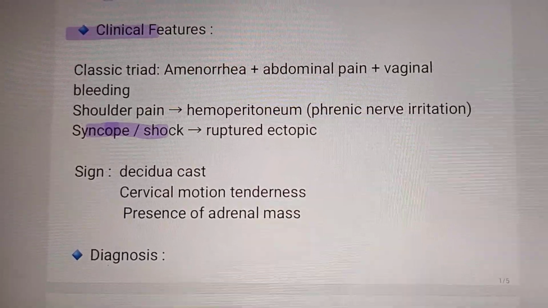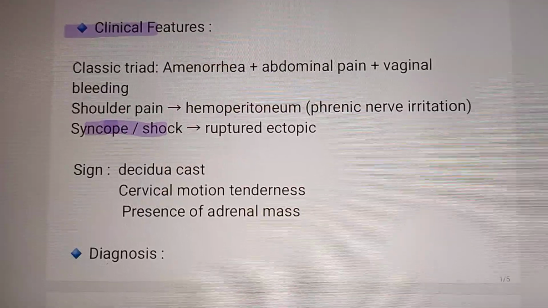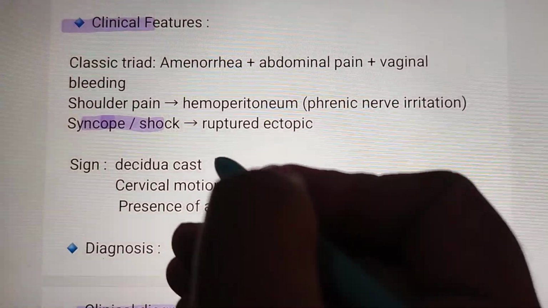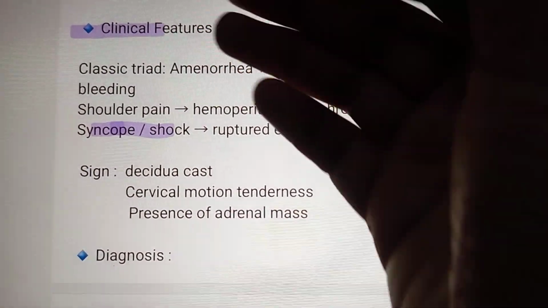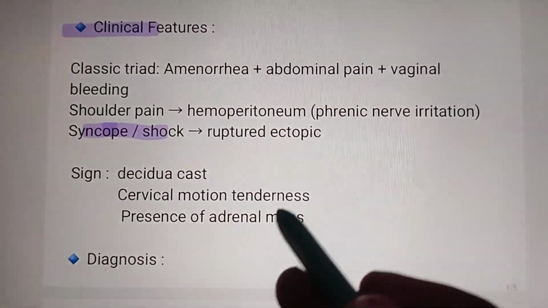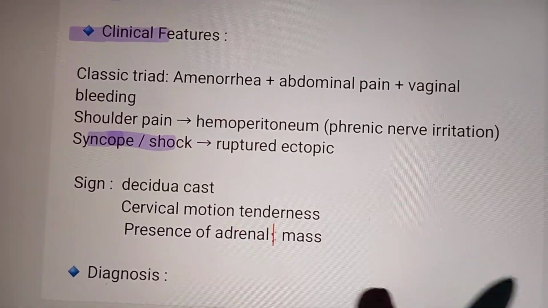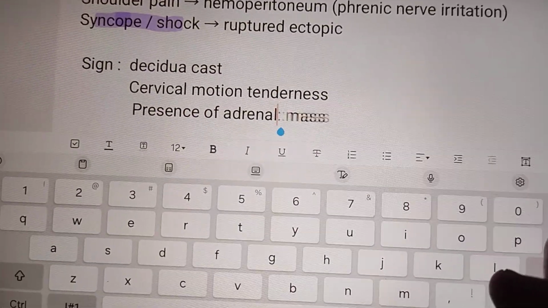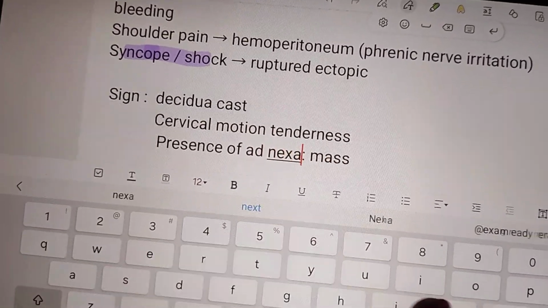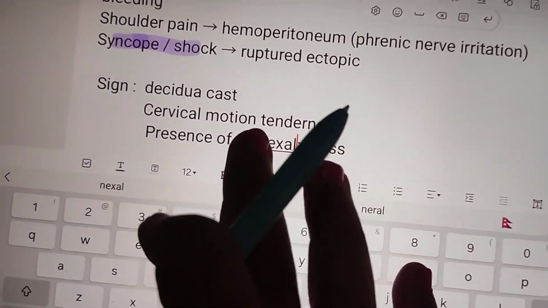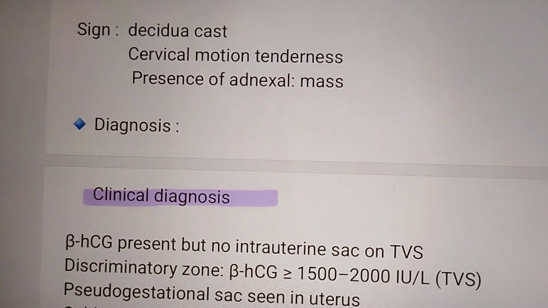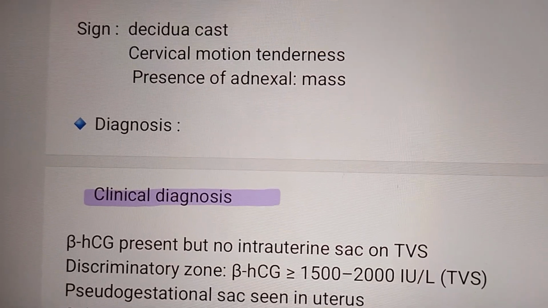Then presence of adnexal mass. It is adnexal mass, not adrenal mass. Adnexal mass.